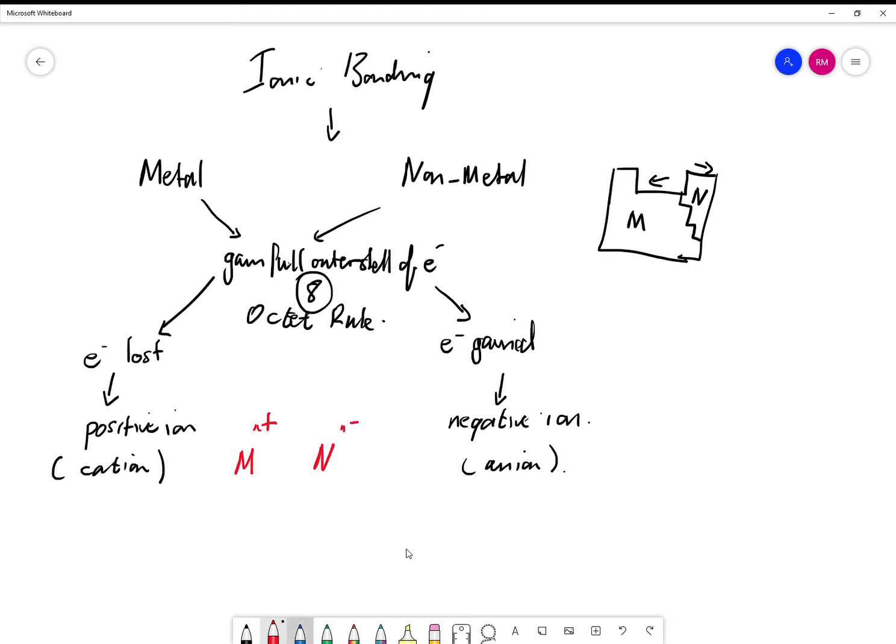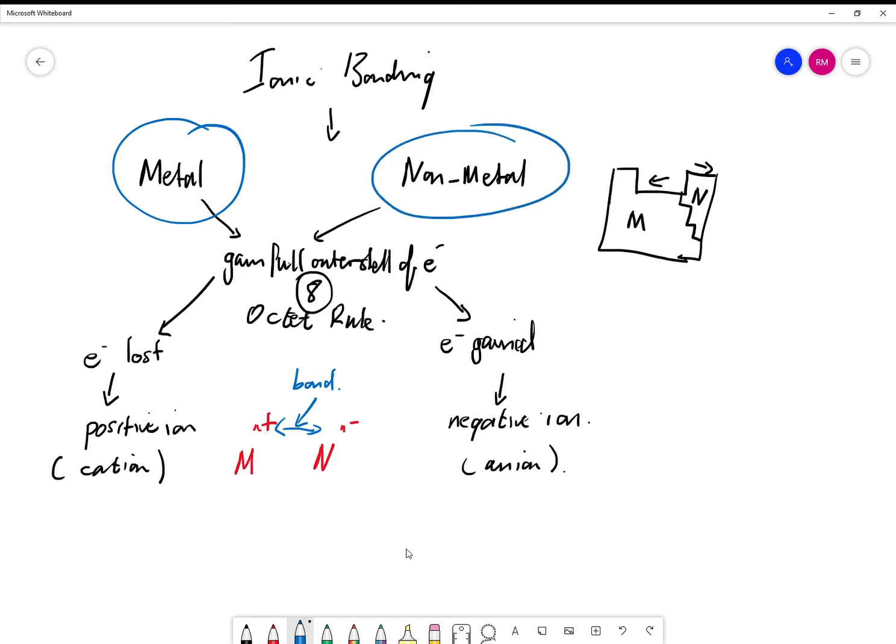And of course, what do positives and negatives do to each other? Well, they attract each other. And that then is essentially our ionic bond that we have between a metal and a non-metal. So whereas up here, the metal and the non-metal weren't attracted to each other, now they are actually bonded to each other, and they form various different compounds that you'll meet as you go through your GCSE course.